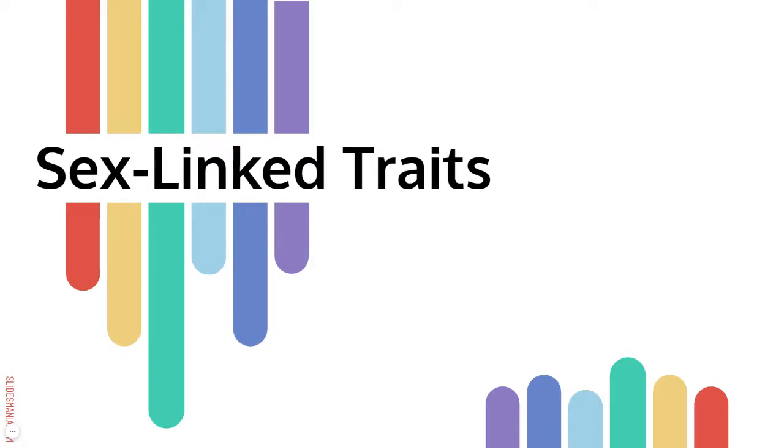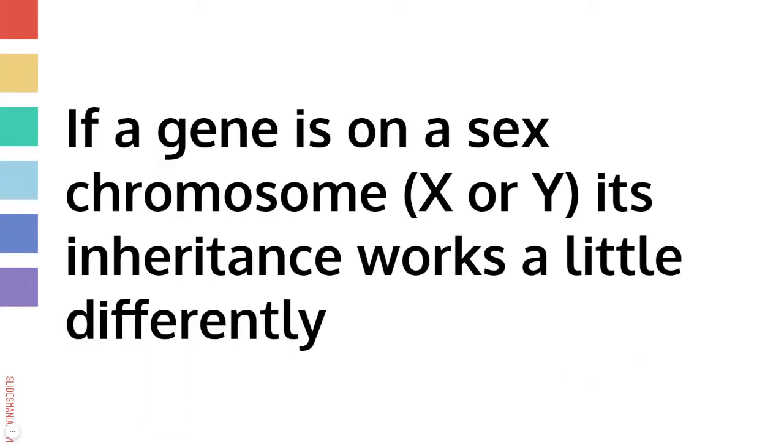So today we're going to be talking about traits where the gene for that trait is located on a sex chromosome. And maybe you recall from our karyotype activity that the two sex chromosomes are the X chromosome and the Y chromosome. So if a gene is located on either one of these, the way it's inherited is going to be a little bit different than any of the kinds of inheritance that we've talked about so far.